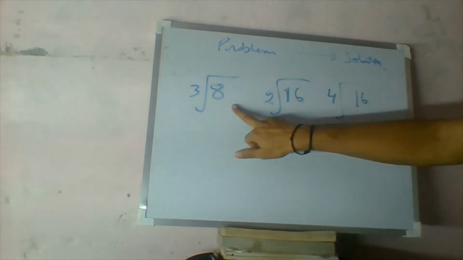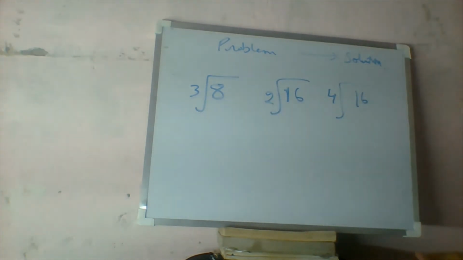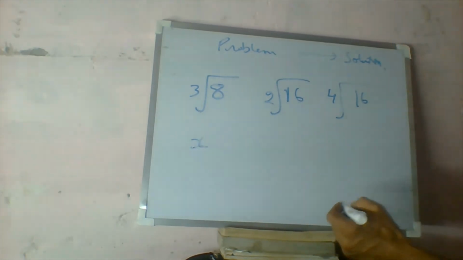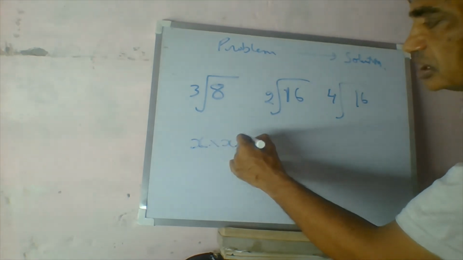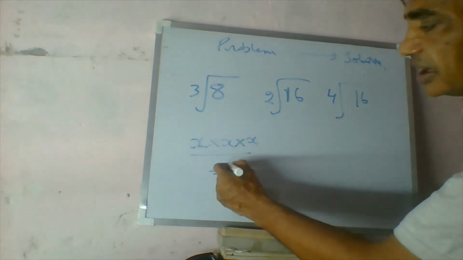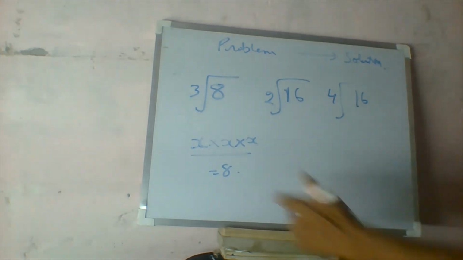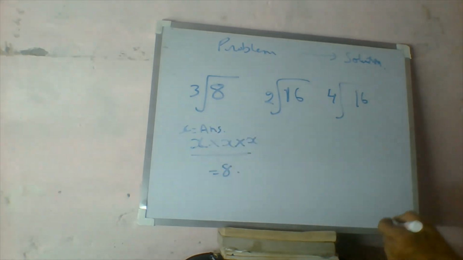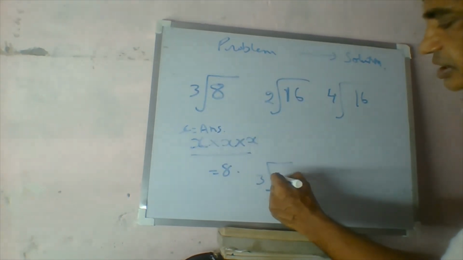So the cube root of 8, okay. It is asking me to find a number x such that if it is multiplied by itself 3 times, 8 will come. So that number x is the answer.